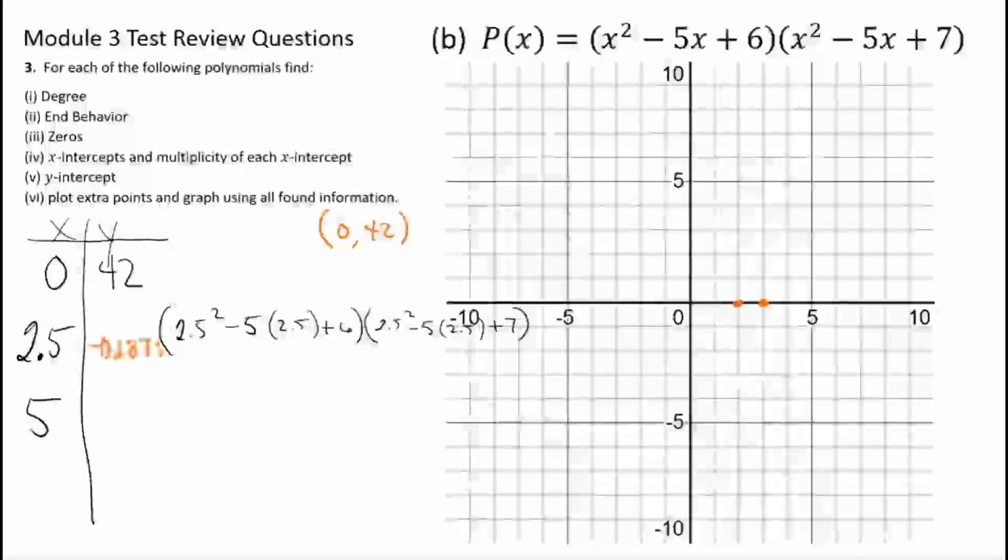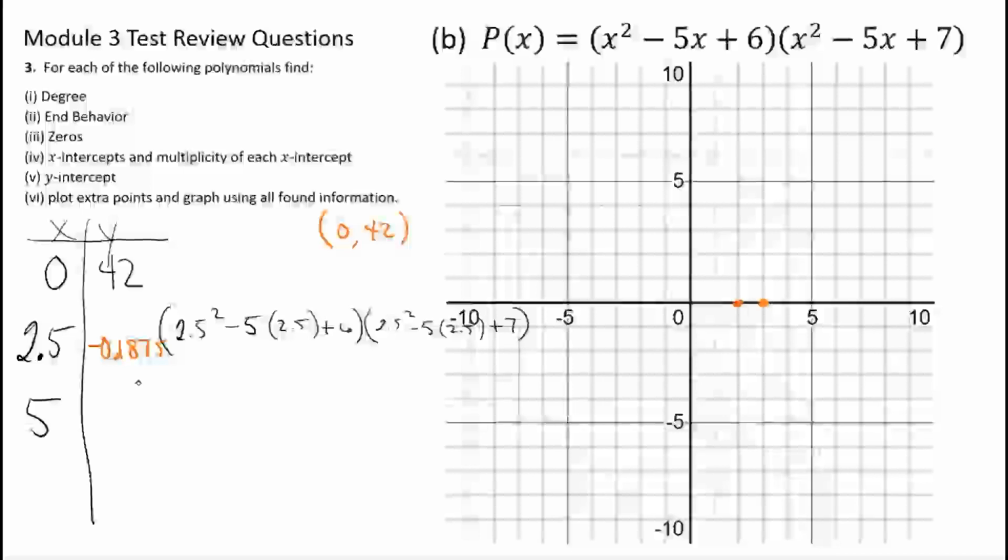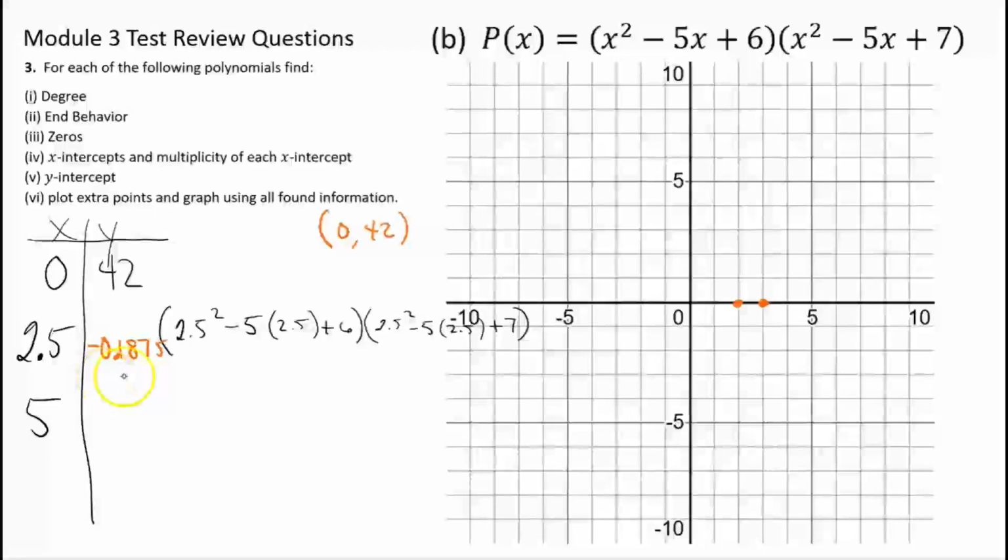Stand by. Okay, so I got this tiny decimal, negative 0.1875, or 1,875 ten thousandths. You could round that. The best I can plot, I can't even plot as good as negative 0.2, but it's tiny, tiny, tiny, close to 0.